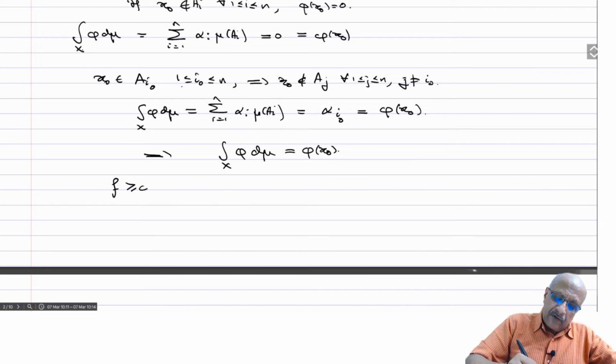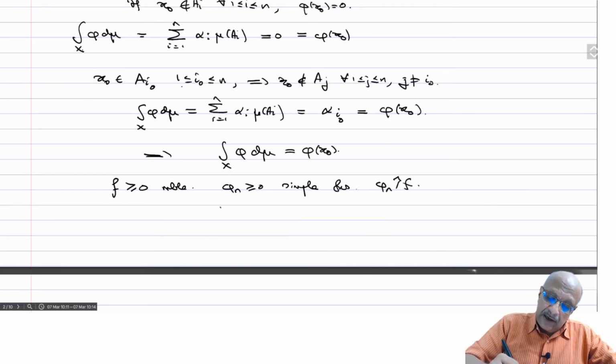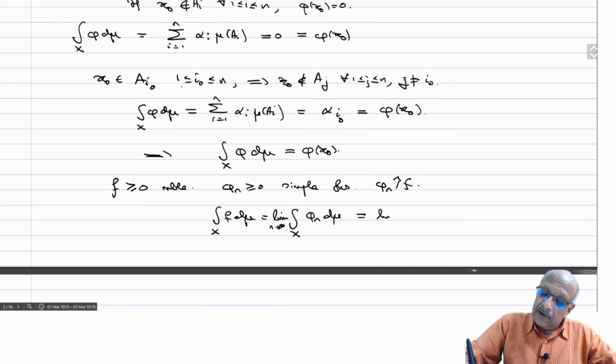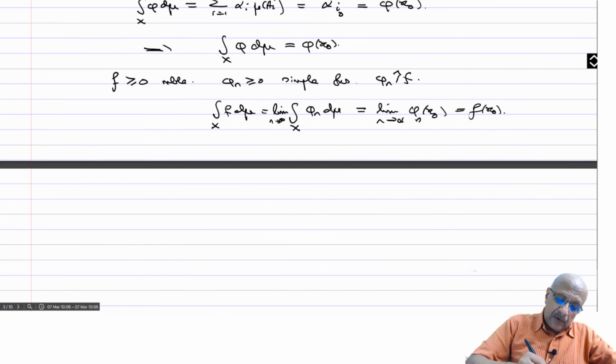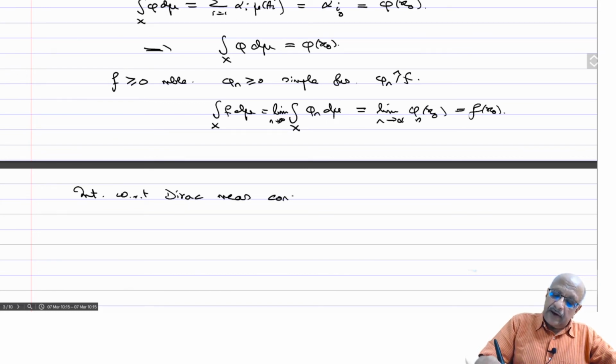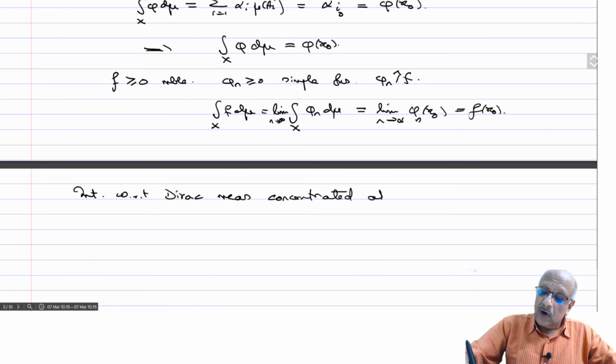Now if f is any non-negative measurable function, then take simple functions phi_n increasing to f. Then the integral over X of f d mu equals the limit as n tends to infinity of the integral of phi_n d mu over X, and that's equal to the limit as n tends to infinity of phi_n of x_0, and that's equal to f of x_0. So integration with respect to the Dirac measure concentrated at x_0 is just evaluation of the function at x_0.